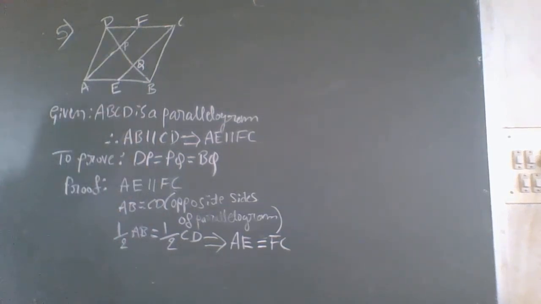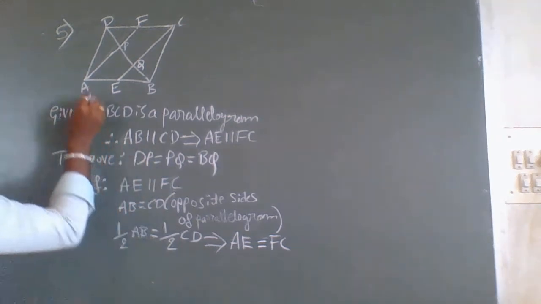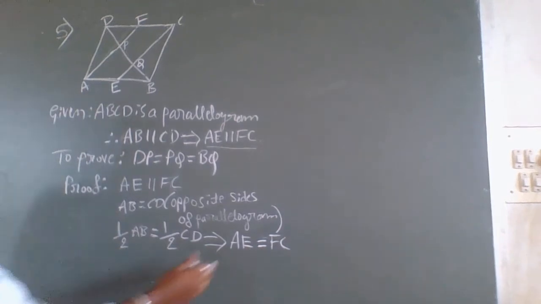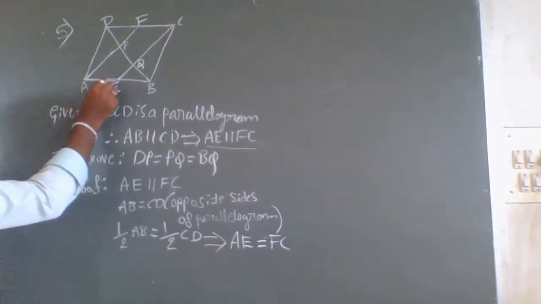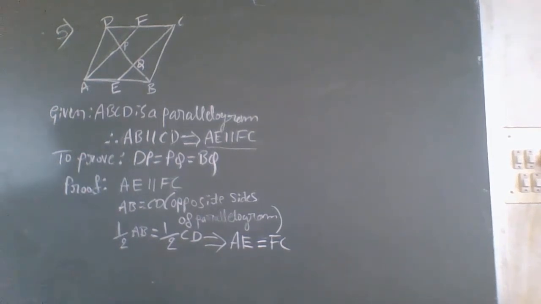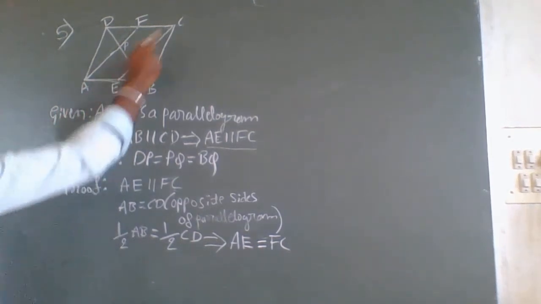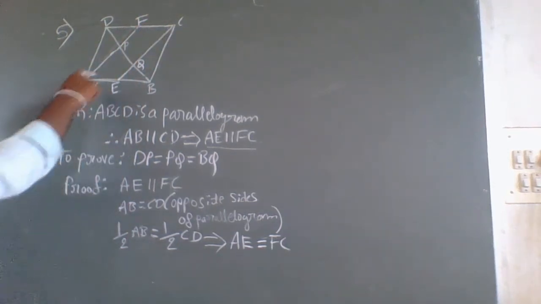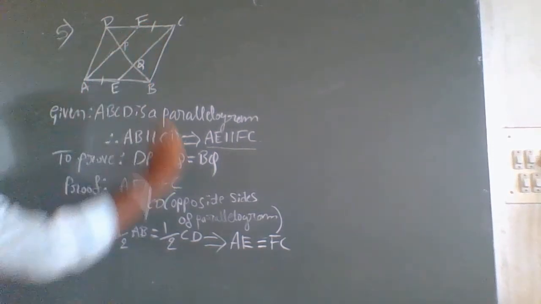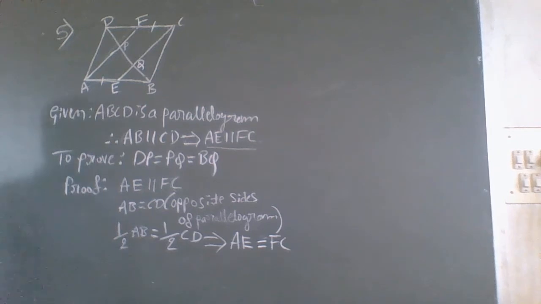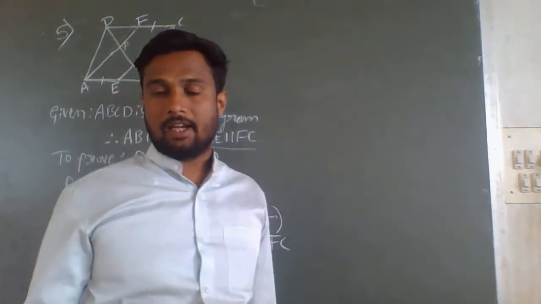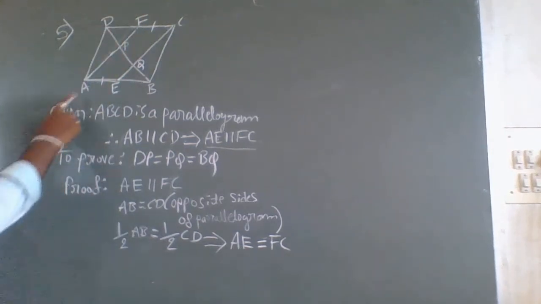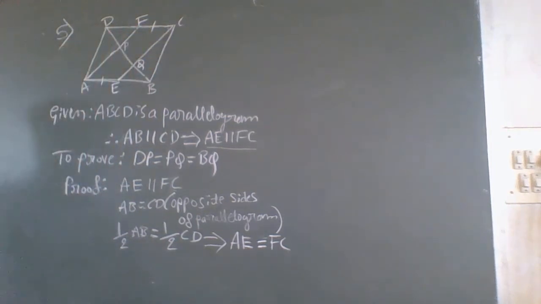So now what we got to know here? This AE is parallel to FC, and again AE is equal to FC. So in quadrilateral AECF, one pair of opposite sides are equal and parallel. When one pair of sides are equal and parallel to each other, then we can say that this quadrilateral is a parallelogram. AECF is a parallelogram.